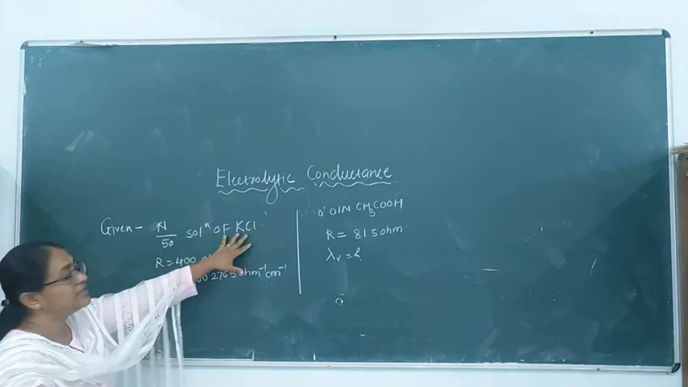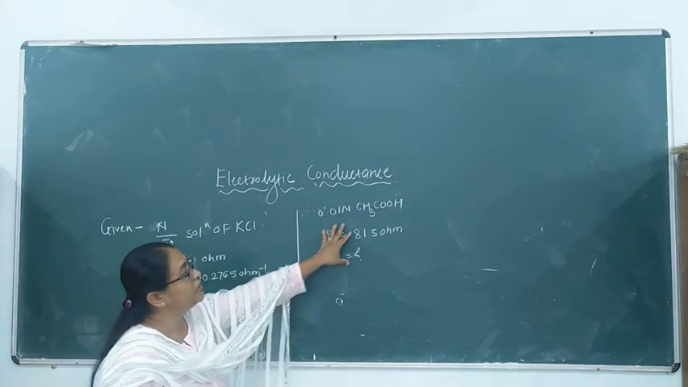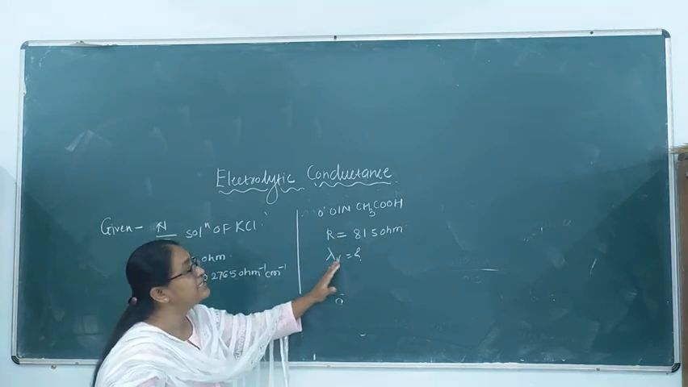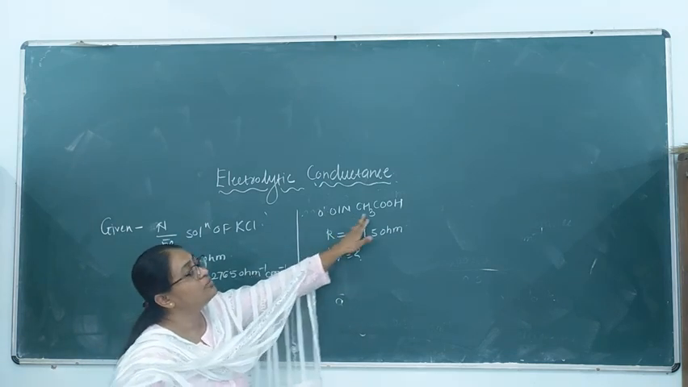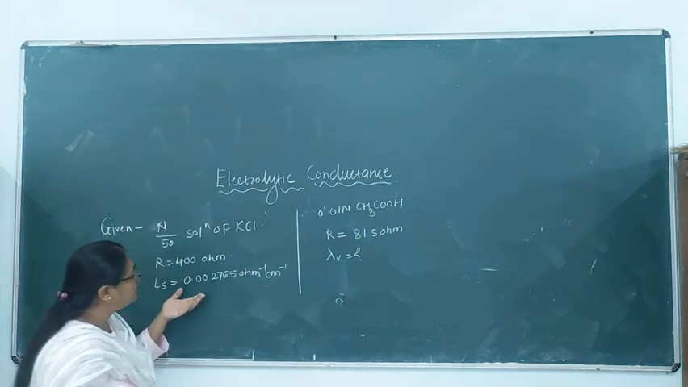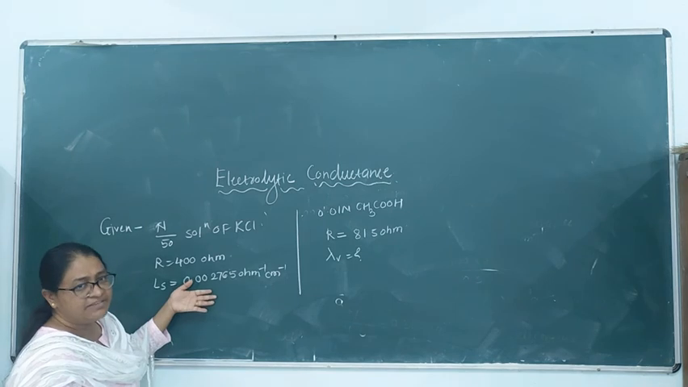See, two different solutions, their resistances and different data we have given. This is the data for KCl. This is the data for acetic acid, and the equivalent conductance of 0.01 normal acetic acid we have asked to calculate. Then for what purpose this data is given?